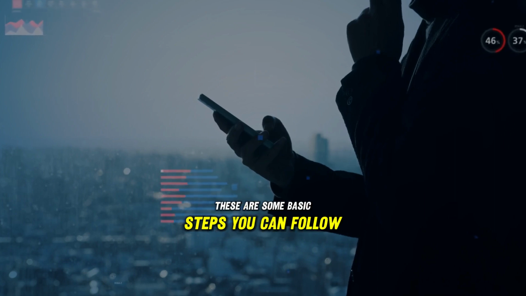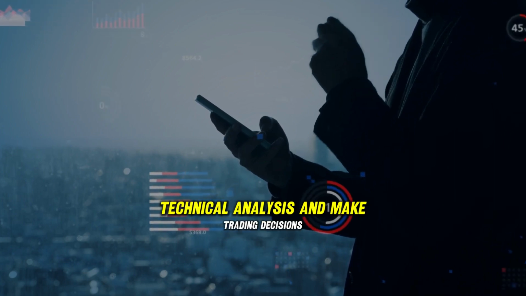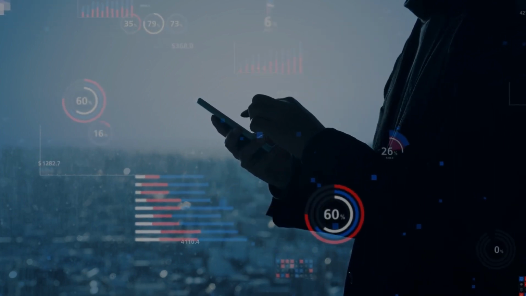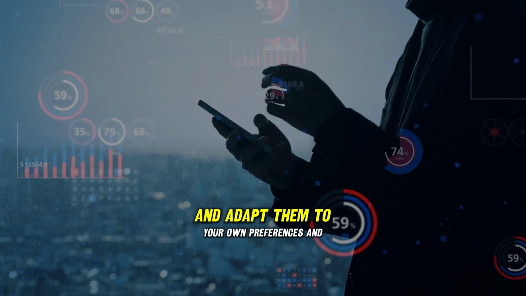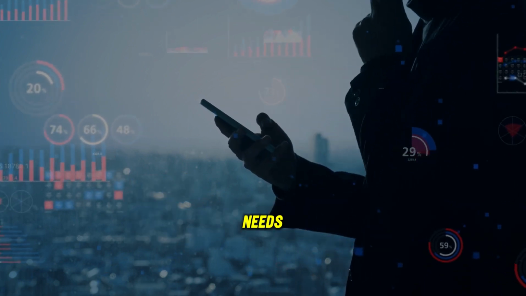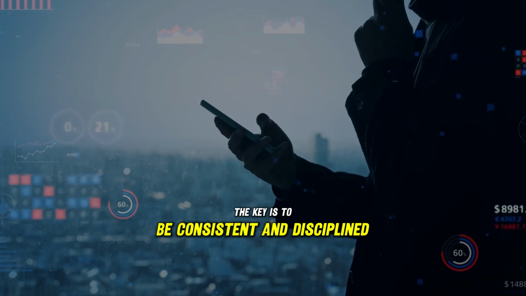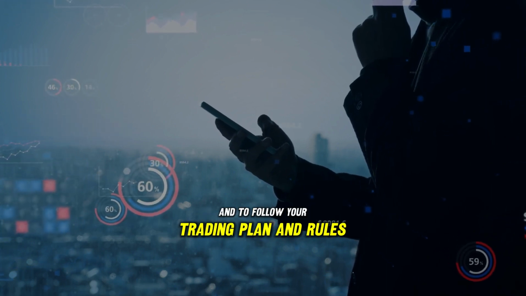These are some basic steps you can follow to do technical analysis and make trading decisions. Of course, you can modify and adapt them to your own preferences and needs. The key is to be consistent and disciplined and to follow your trading plan and rules.